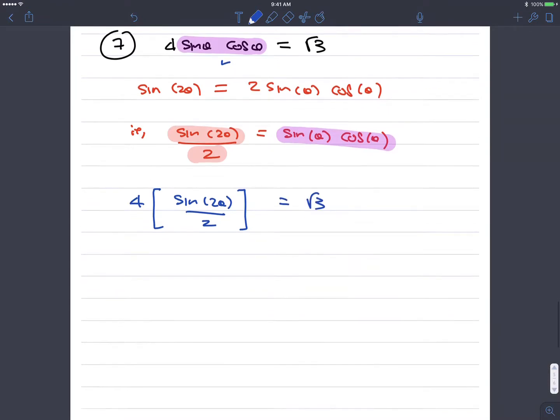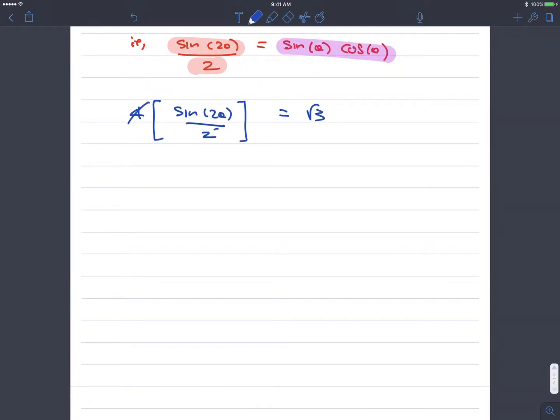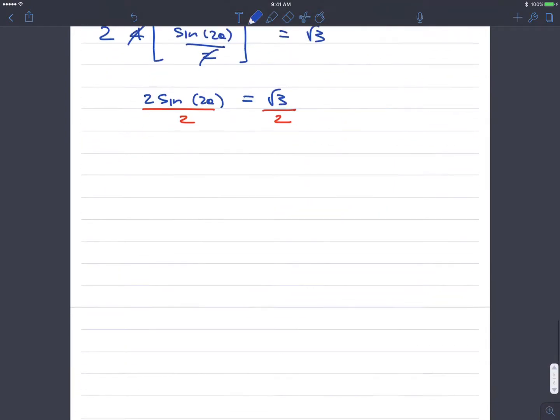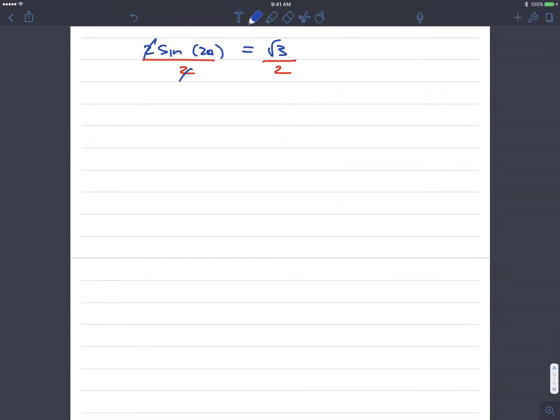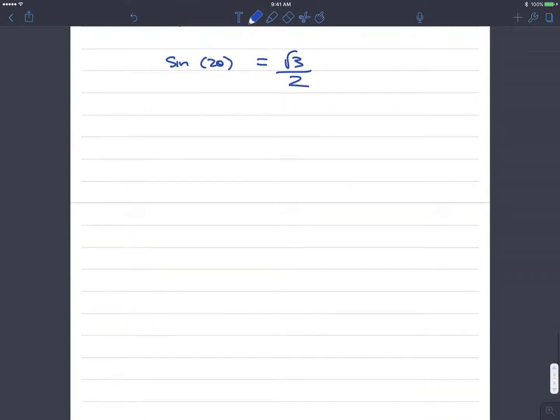Just do some algebra and simplify. 4 divided by 2, you guys know is actually what? 2. So you have 2 sine 2 theta is the square root of 3. And now you can divide both sides by that 2. And you obtain your sine 2 theta, which is the square root of 3 over what? 2. There's your equation you're going to have to solve.